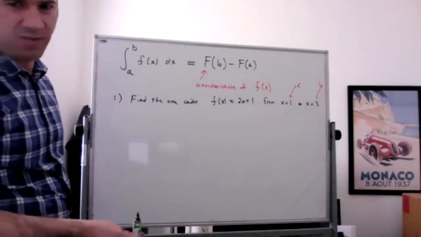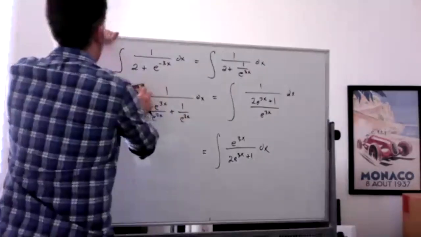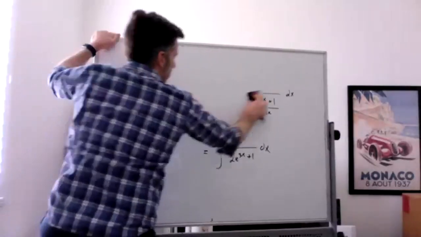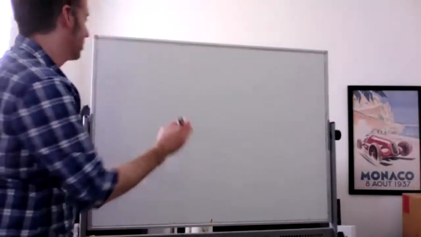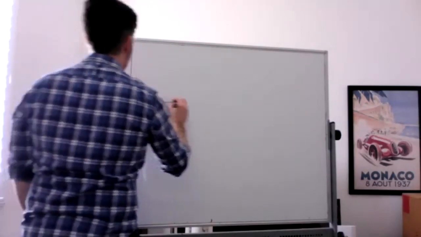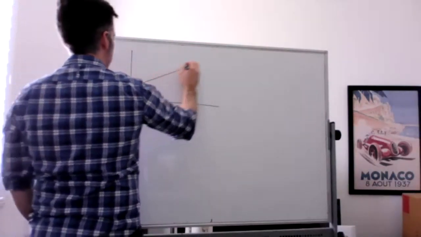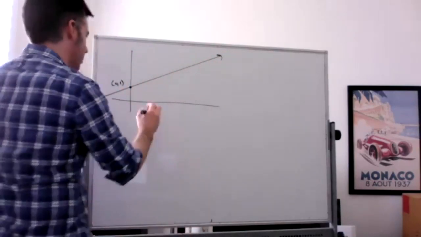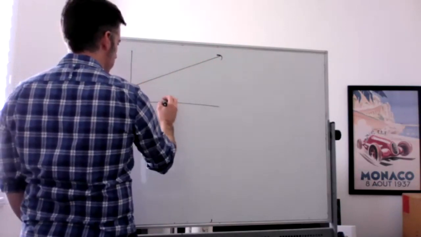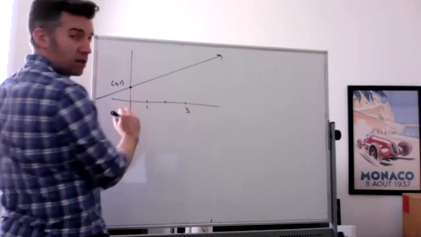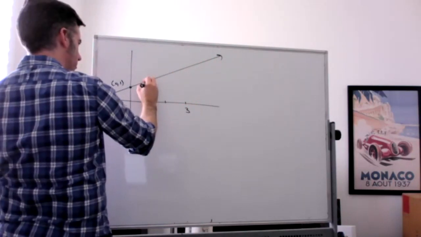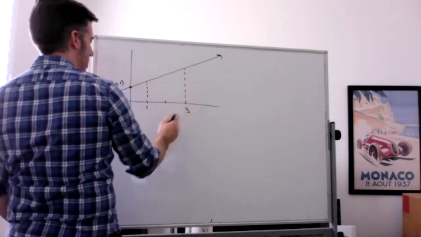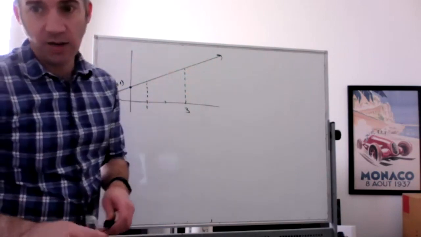So do I have enough room to draw? Let me draw my picture on the other side. We're not going to get too into the details here, but enough of the details. So let's say here's my function 2x plus 1, and we're going from 1 to 3. Let's say there's 1, there's 3. So we are looking at this region here.